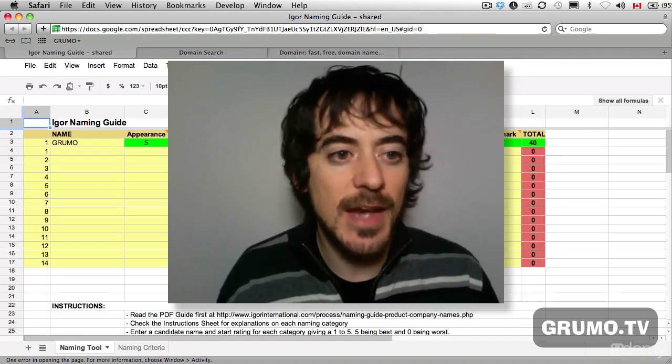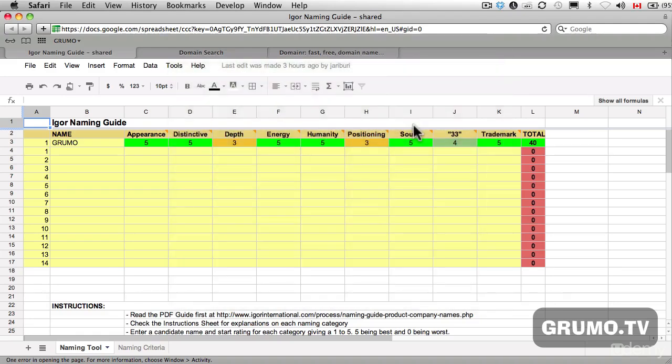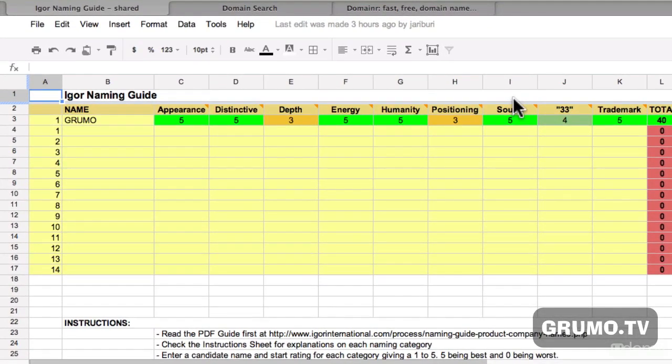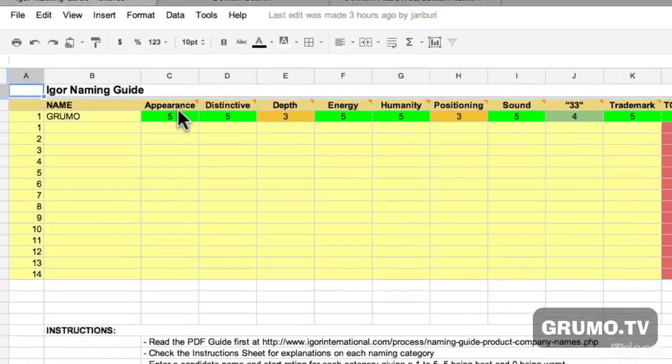But anyways, let's go on with the IGOR naming guide. I created this Excel sheet, not the actual guide, so you can apply all the rules and criteria that the guide teaches to find a name that is really cool. Because what the IGOR naming guide answers is, what makes a name great? They decided there are about 9 different criteria: appearance, distinctiveness, depth, energy, humanity, positioning, sound, what they call 33, and trademark. Let's quickly go over what each of these criteria means.